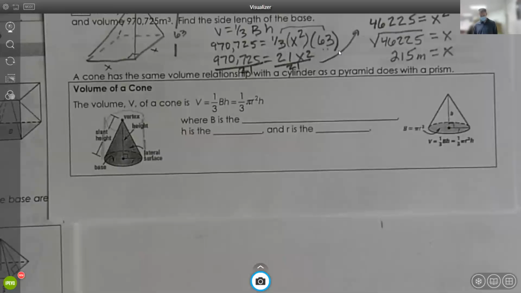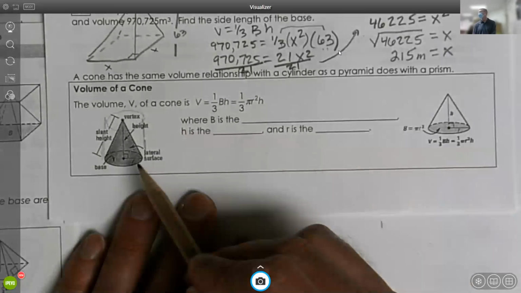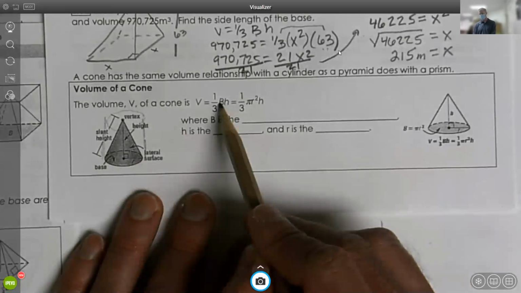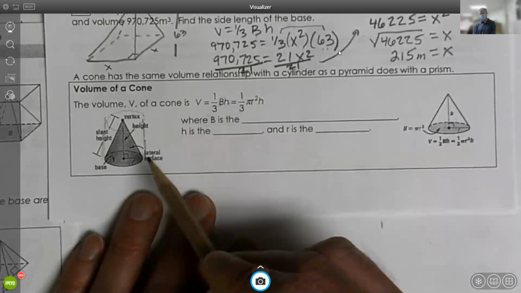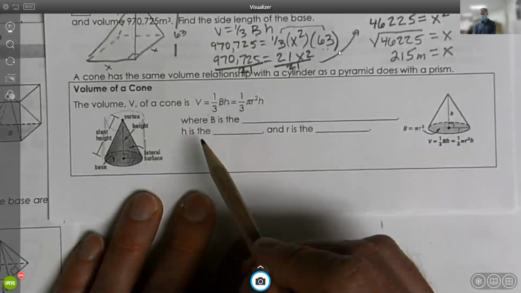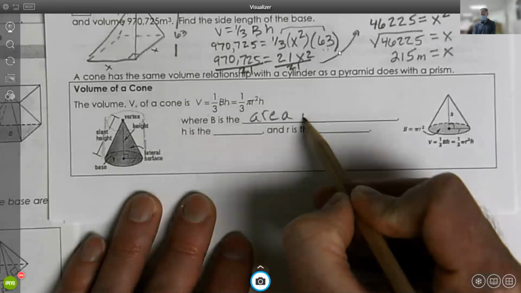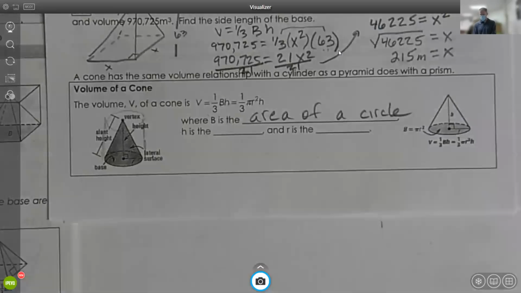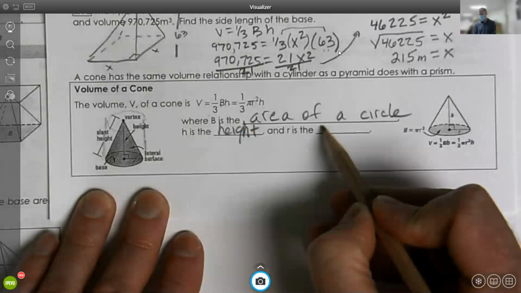So the capital B in this case, we know what this base is. We know this base is a circle. So even though we say 1/3 capital BH, it's really 1/3 pi r squared, because a circle is always pi r squared. So the capital B in this case is the area of a circle. And the H is your height, where the R is the radius.